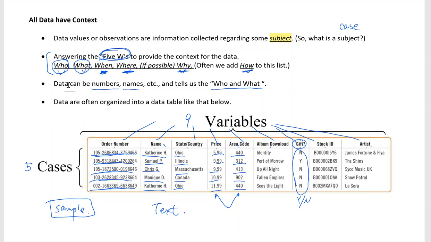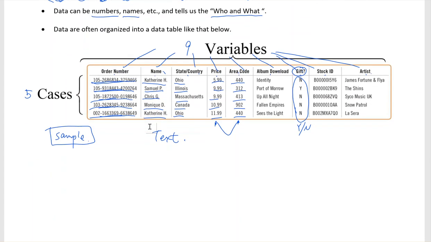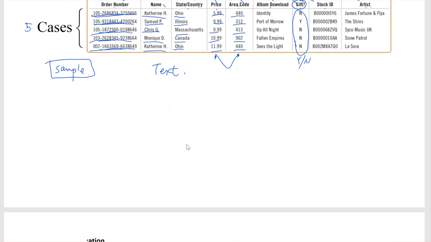Okay. And we say that the data is not just numbers. It can be numbers, can be names, can be anything about the characteristics about this case, right? Okay. So we have a table like this.